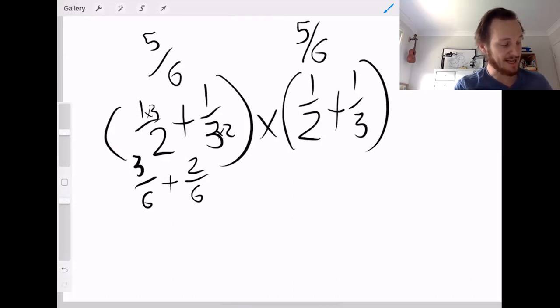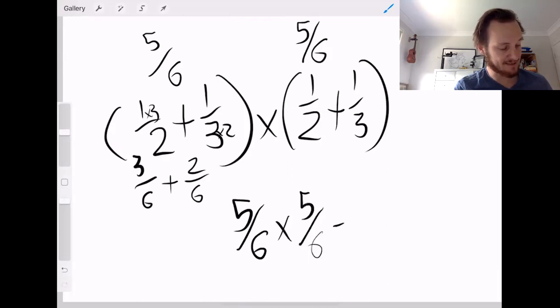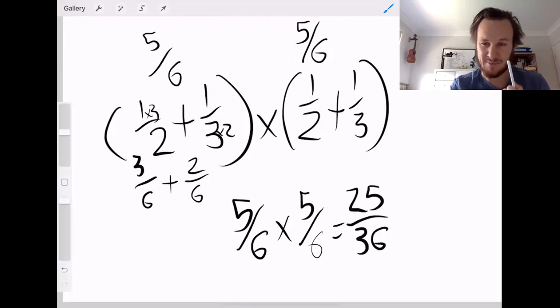And now our new question is 5/6 times 5/6, which we just, with multiplication, we just times the top and times the bottom. So 5 times 5 is 25, and 6 times 6 is 36. Can that be simplified any further? My brain is hurting. No. The 25 over 36 is our final number, okay?